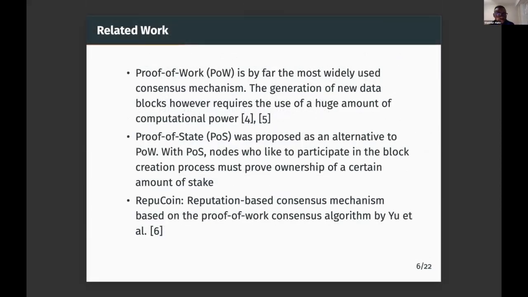So some related work to this are the proof of work or the proof of stake consensus algorithm, which are by far the two most popular consensus algorithms. And a more closely related work is an earlier consensus algorithm that was proposed by Yu et al., termed RepuCoin. It's also a reputation-based consensus mechanism that leverages the proof of work consensus algorithm as the basis for progressing the blockchain.